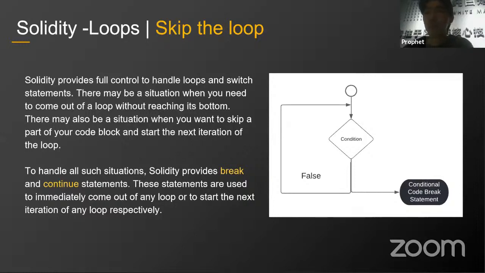If you want to skip the loop for once, or just skip this iteration, or just skip the whole loop, there are two ways to skip. The first is a continue. If you want to skip just this iteration, it will come back to the beginning of the loop. So when you want to skip this iteration, you can use the continue.